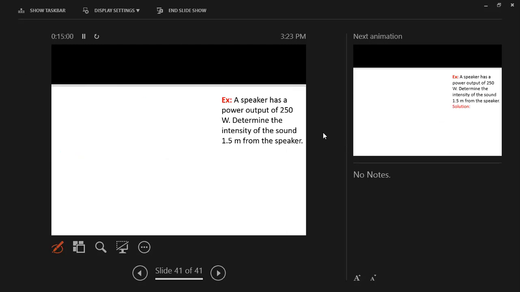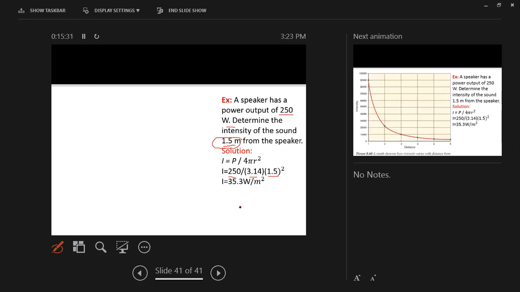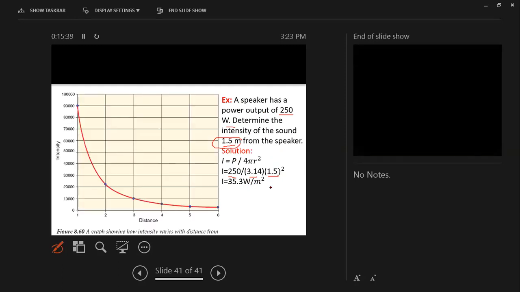A speaker has a power output of 250 watts. Determine the intensity of the sound 1.5 meters from the speaker. So let's do it. We have the formula power over 4 pi r square. Our power is 250. The pi we are going to take as 3.14, and our radius is 1.5. We're going to take the 1.5 squared. When we do this, we get the intensity of the sound as 35.3 watt per meter square. This is the intensity of the sound.